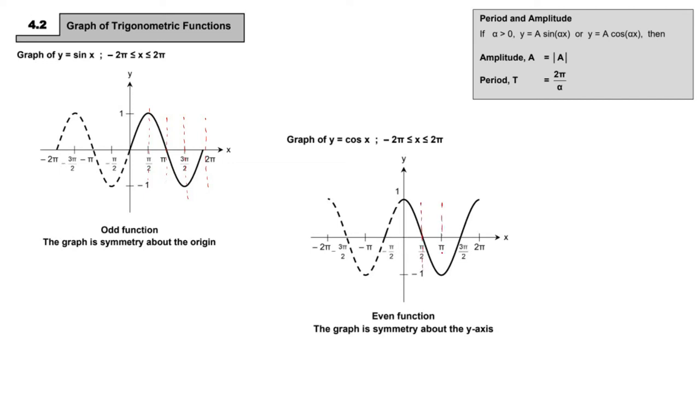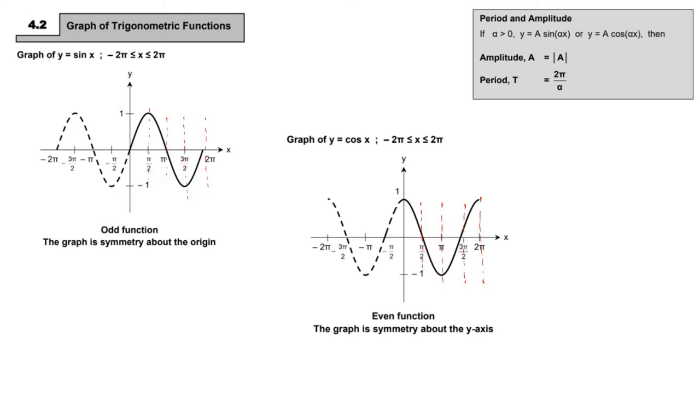This graph can be divided into four subintervals. 1, 2, 3, and 4. Okay, this one is for one complete cycle. So this graph is an even function because the graph is symmetrical about the y-axis.